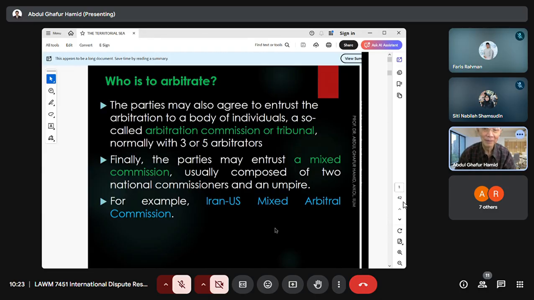The first example is the Iran-US mixed arbitral commission after the Tehran hostage case, right? The Tehran hostage case, and then Algeria mediated. Last lecture I discussed that one, right? Algeria mediated and they settled the problem. And finally, to decide the cases pending before the US and Iranian citizens and governments, they established the Iran-US mixed arbitral commission. And from both sides, Iranian arbitrators, US arbitrators, and one third party umpire.